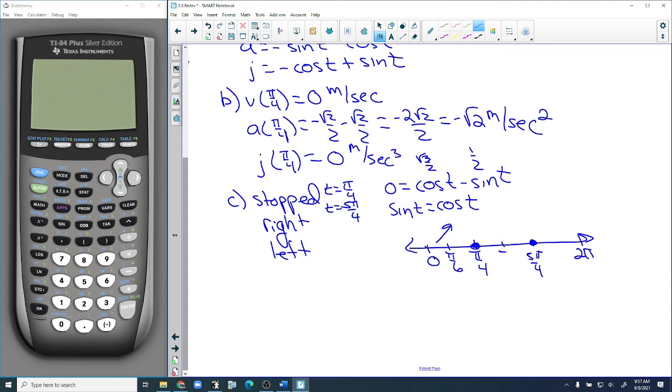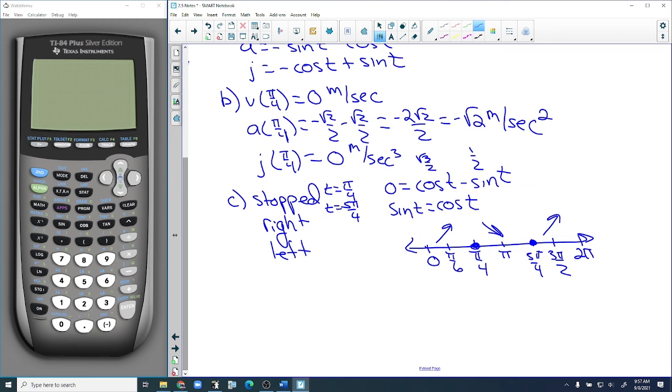Pi over 4 to 5 pi over 4, pi is in there. So cosine of pi is negative 1. Sine of pi is 0. So that's going to be negative. And then 3 pi over 2 is in there. And let's see. Cosine of 3 pi over 2 is 0 minus a negative 1. That's going to be positive.